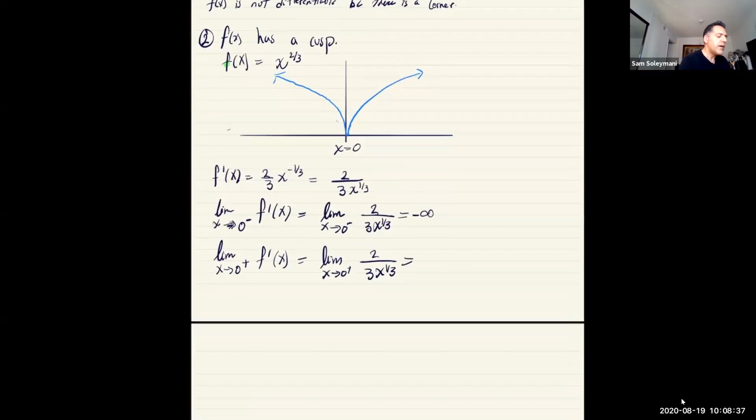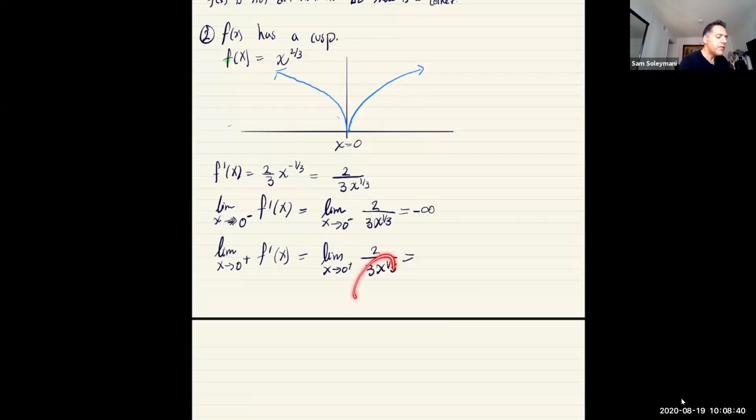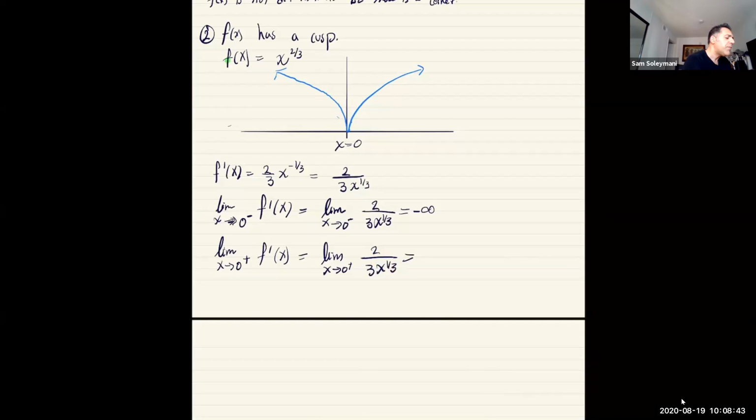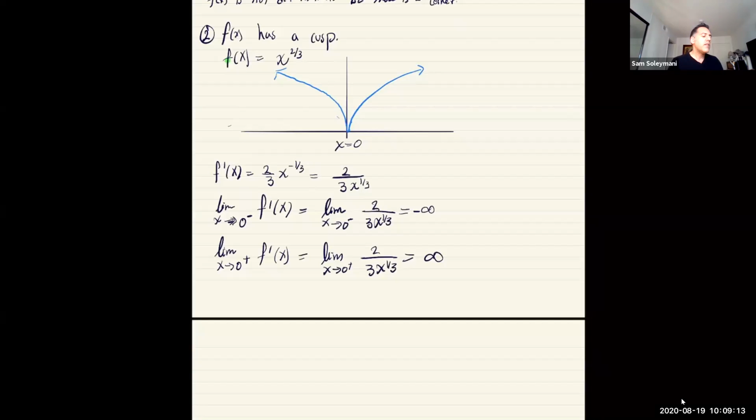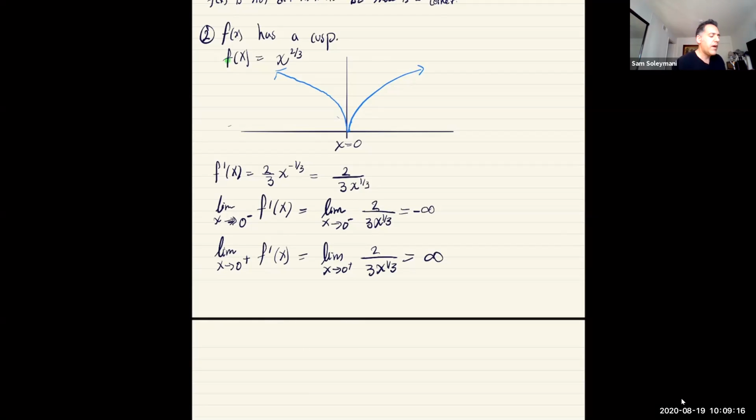Again, here the denominator goes to 0, but it's positive. 2 divided by something really small but positive is infinity. And again, we can see that from the right of 0, those tangent lines become more and more vertical, but they all have positive slope. So, listen to me, when the derivative goes to different infinities, then the function has a cusp.